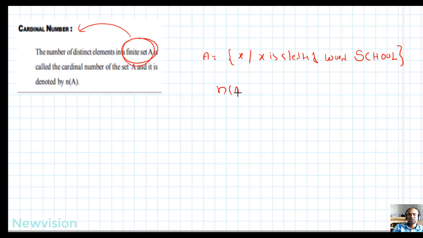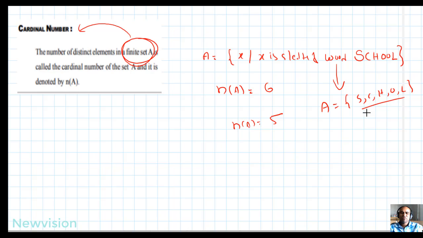What is n of A? Some students will make mistakes. They will write 6. But the actual n of A is 5 only. O won't repeat. Write it in roster form. How can you write in roster form? A equal to S, C, H, O, L. You can't write O 2 times, no? Distinct elements. That's why only 5 elements. That's why I can say n of A equal to 5.